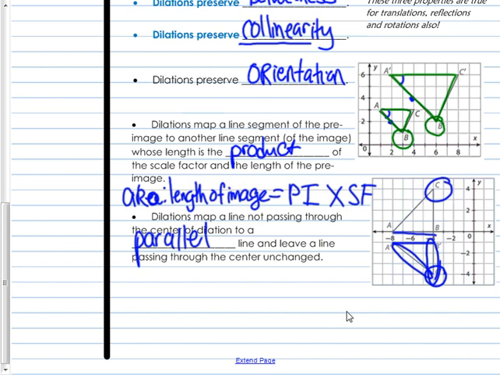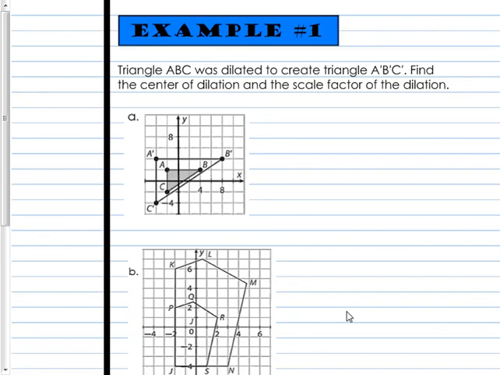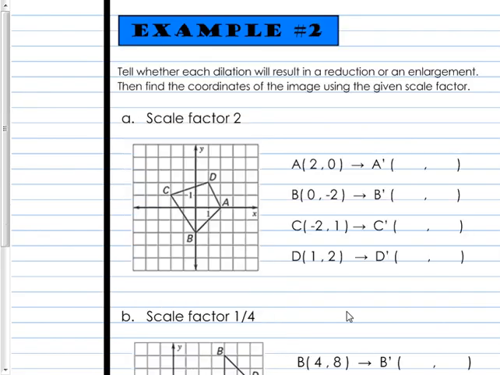It was changed slightly. Okay? So that's an example of not a dilation. This is not a dilation because it doesn't have the same orientation and it's not the exact same size. I'm sorry, it's not the exact same shape. We're going to do example 1 in class. I'd like to explain this a little bit better.